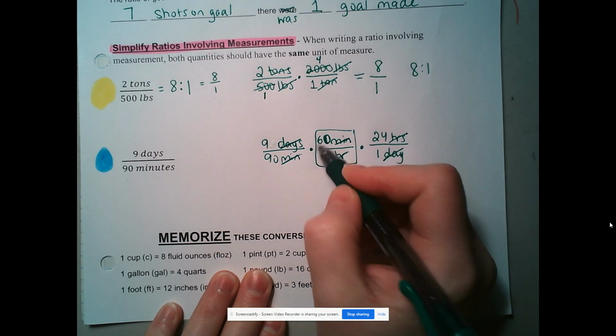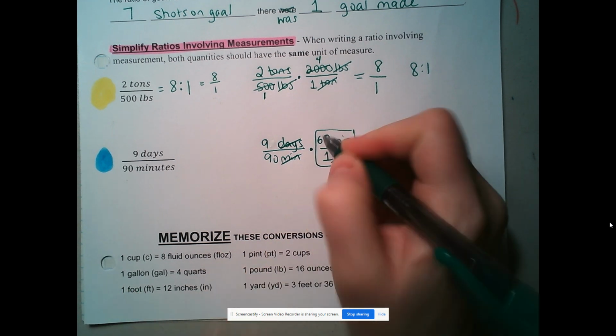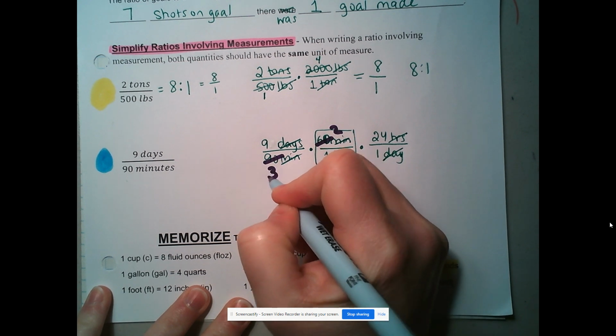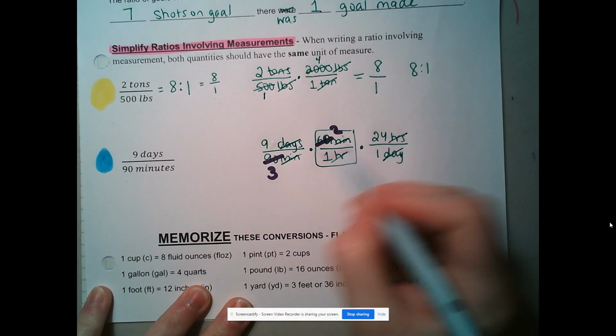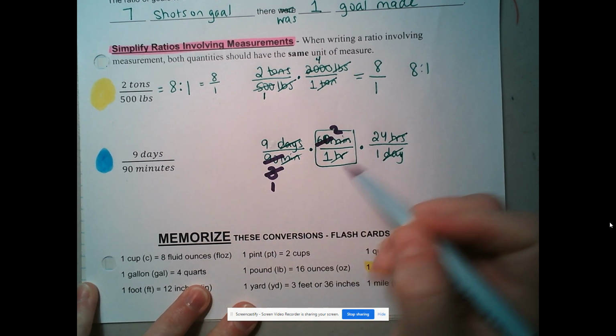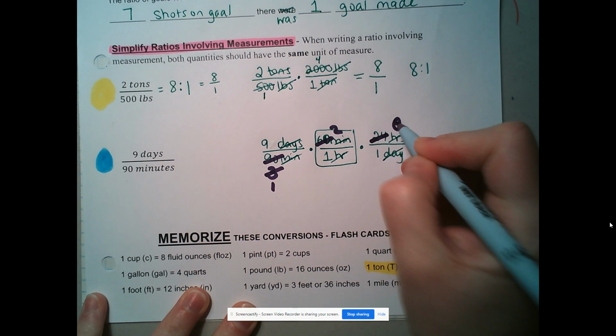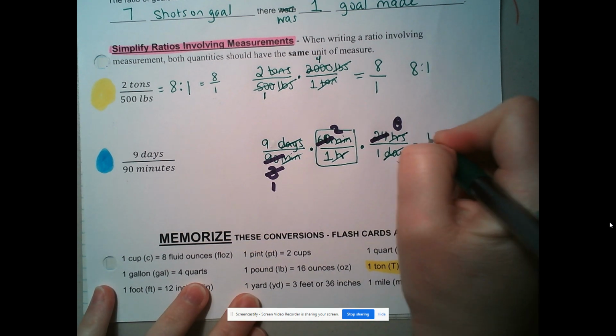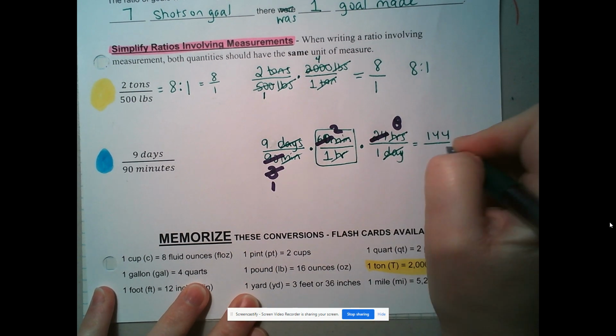You could do some simplifying. You could simplify the 60 and the 90, right? 60 divided by 30 is 2. 90 divided by 30 is 3. You could also simplify that 3 with the 24. 3 divided by 3 is 1. 24 divided by 3 is 8. I don't have anything else left on the bottom. So 9 times 2 times 8 is 144. 1 times 1 times 1 is 1.